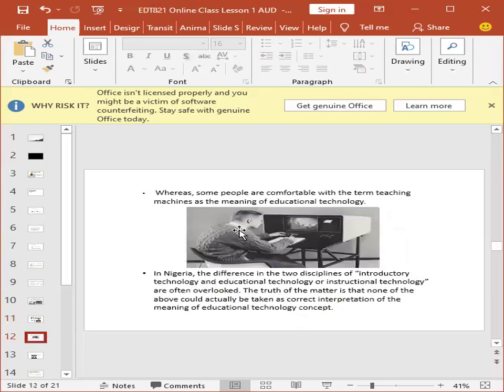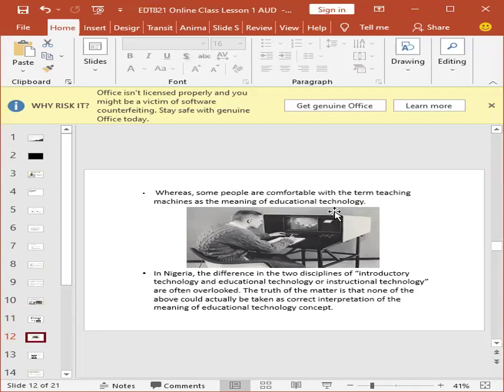Some people are comfortable with the term teaching machine as in many of education technology. In Nigeria, the difference between the two disciplines of instructional technology and educational technology is often overlooked. The truth of the matter is that none of the above could actually be taken as a correct interpretation of the concept of educational technology, because educational technology is an umbrella. It's broad.